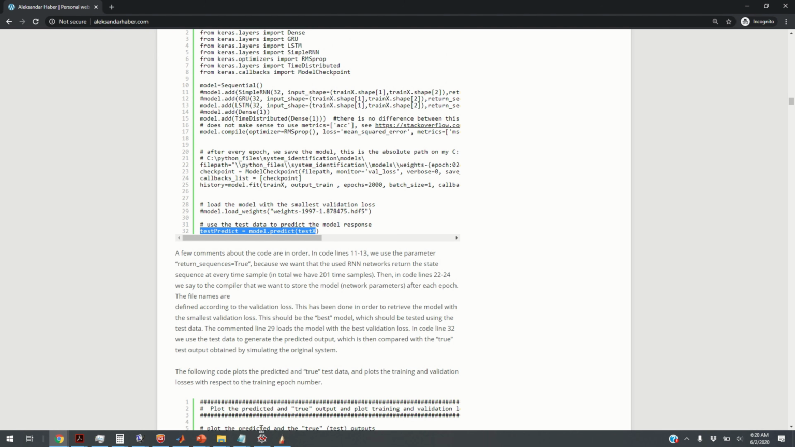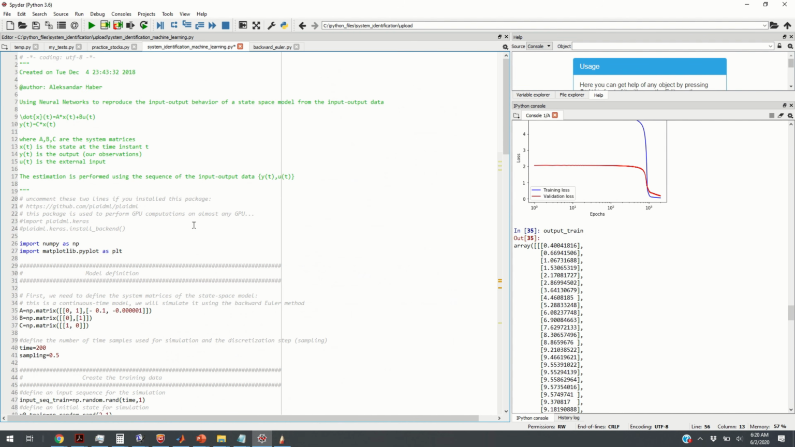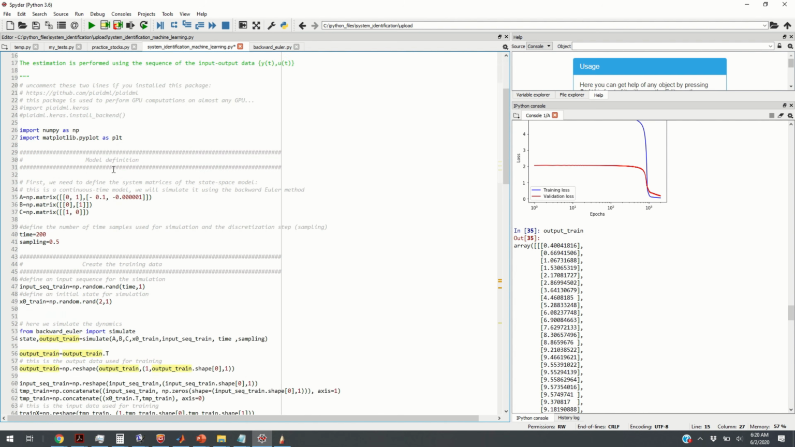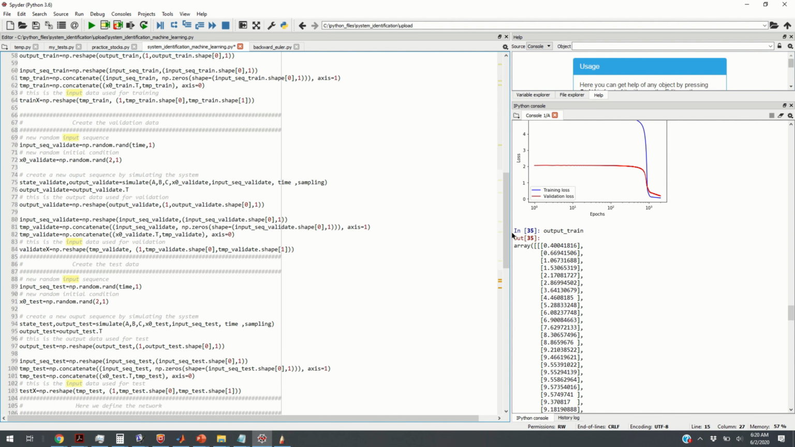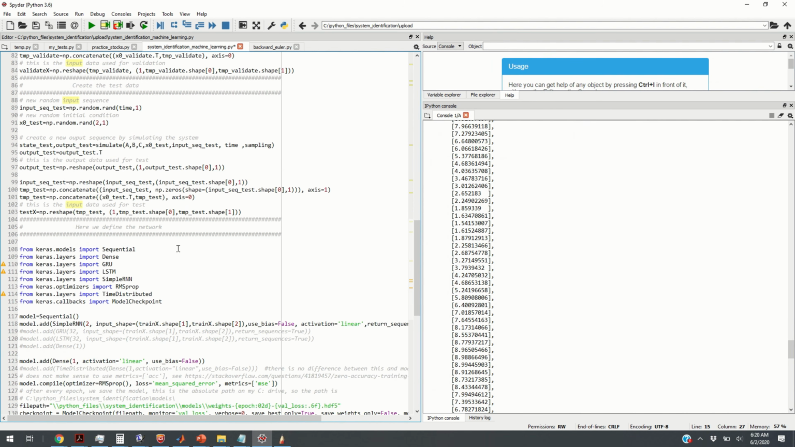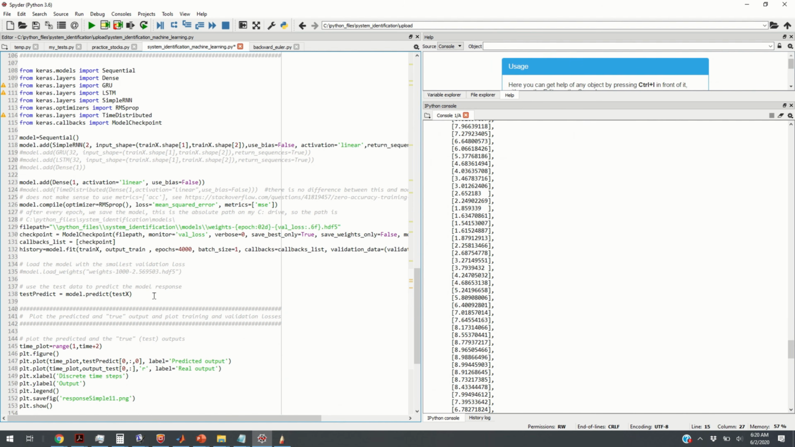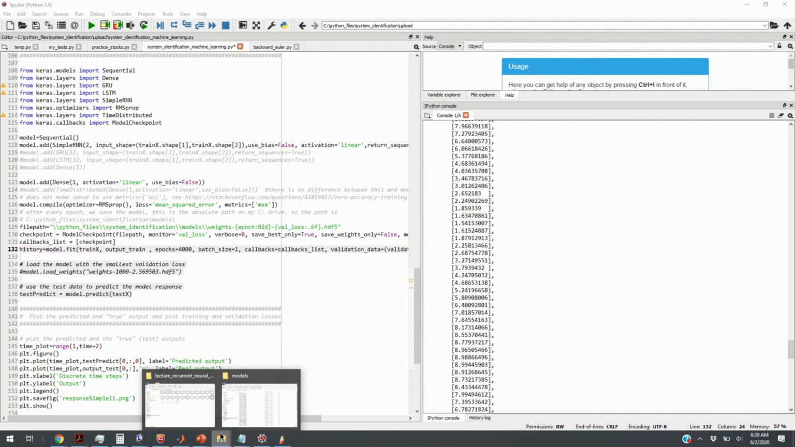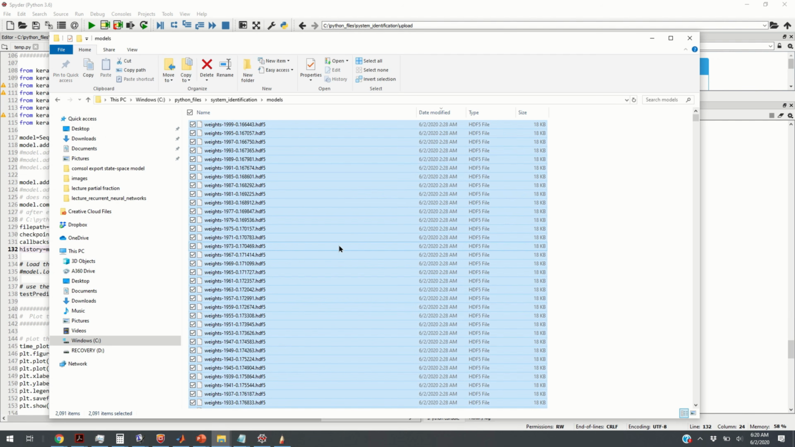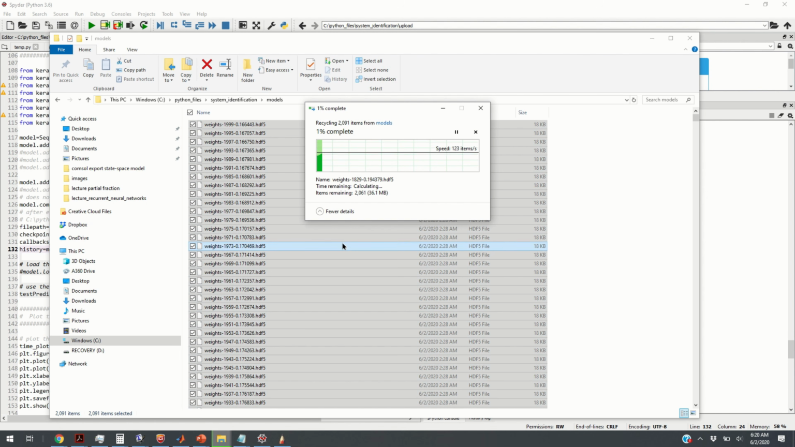Okay, so let us see how this whole procedure works in practice. So here is my Python environment. I'm using Spyder, since the Spyder editor resembles MATLAB, and it's very easy to debug the code, etc. So here's the code, and I'm just going to execute until here. And I'm going to show you how the models are being saved online.